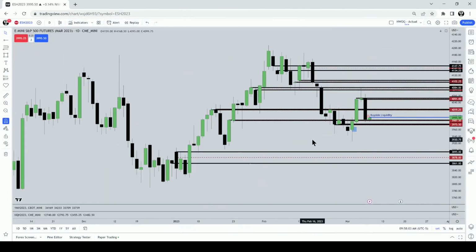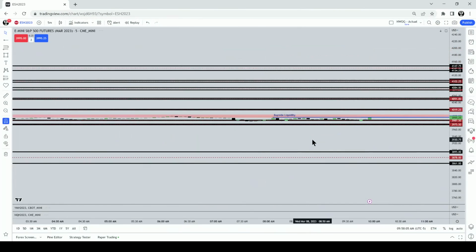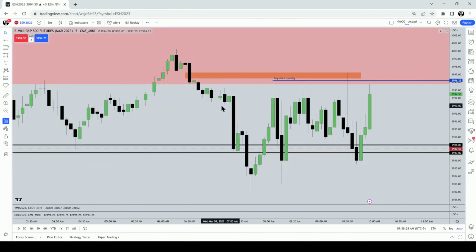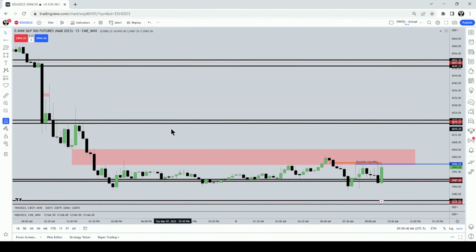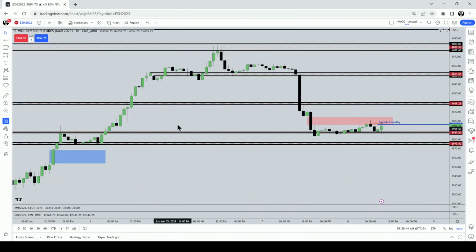All right, so we're going to drop down into a 5-minute chart. Initially what I was watching was, let me go to a 15-minute chart. We have a buy-side liquidity pool here, which we've swept above that. And if you look at the 60-minute chart, that's this candle's low. This candle's high. That's the SIBI.